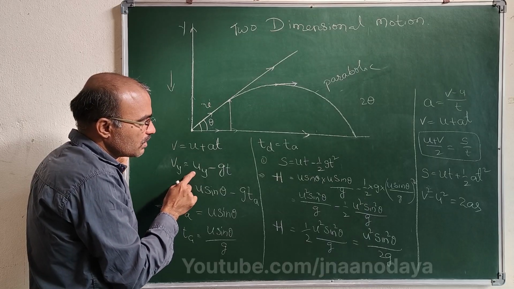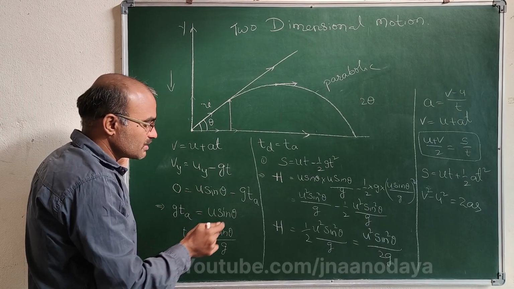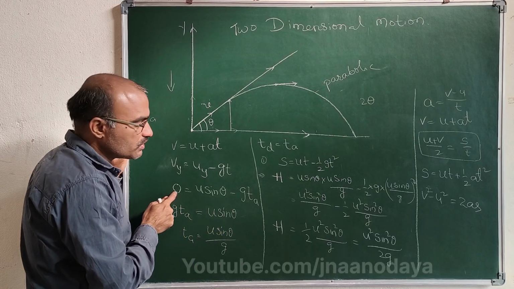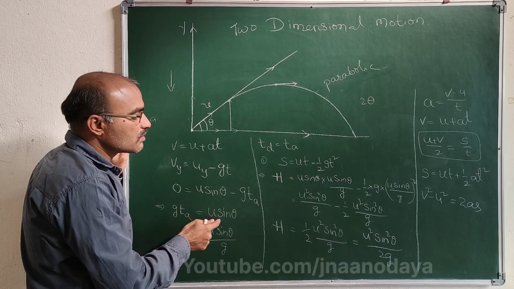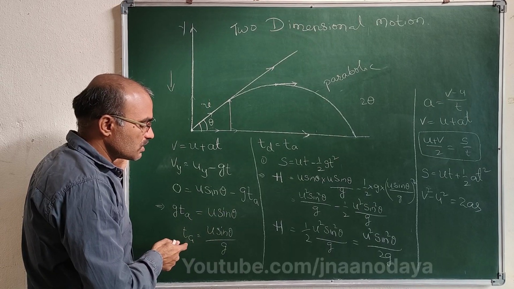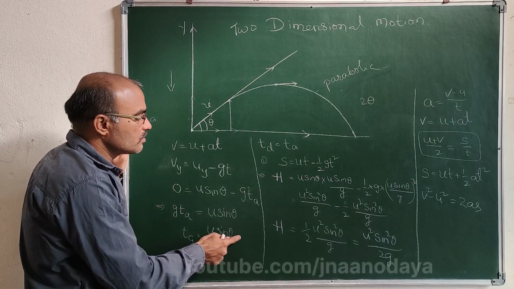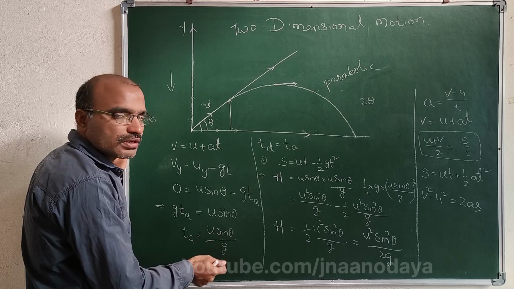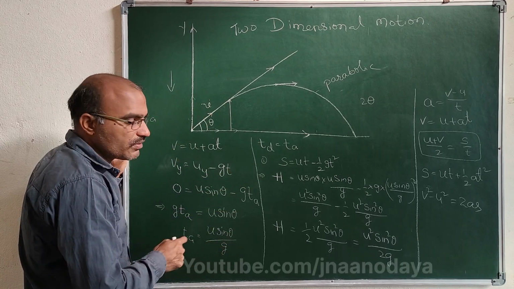Here uy, the vertical component of velocity, is u sin theta, right? So 0 equals u sin theta minus g times ta. If you bring it to the left side, it becomes 0 plus g ta, so g ta is equal to u sin theta. So ta, the time of ascent, becomes u sin theta by g. Remember, this formula you must keep in mind: u sin theta by g. When a problem is given, you can use the formula directly for time of ascent.